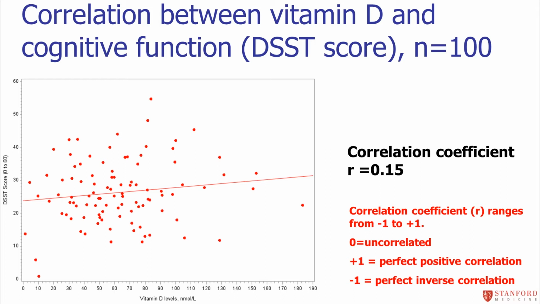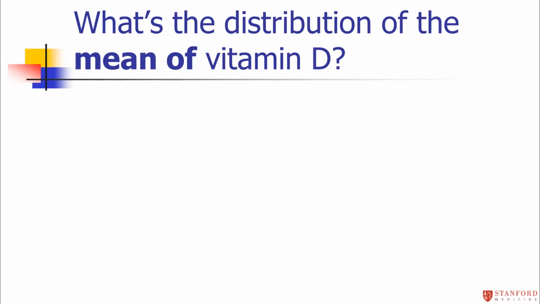That is, if vitamin D levels went up and cognitive function went down. And anything in between +1 and 0 or -1 and 0 is some kind of in-between amount of correlation. So 0.15 is pretty close to 0, so it's a very weak correlation. But the correlation coefficient in the sample of 100 came out to be 0.15 here.